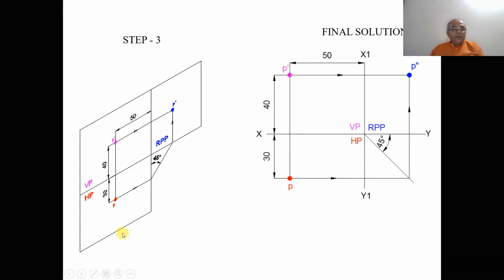So whatever you have written here, the same thing will be written here. Then the right profile plane, RPP: the distance with respect to the profile plane, that is 50 mm in front of RPP, is taken first. So from the X1 Y1 line, you measure 50 mm and draw a vertical projector, and then the distance above HP is seen in the vertical plane. So you take the distance from here, measure 40 mm and mark this point. You mark this point as P dash. Then from here you take 30 mm down, and mark this point as small p.